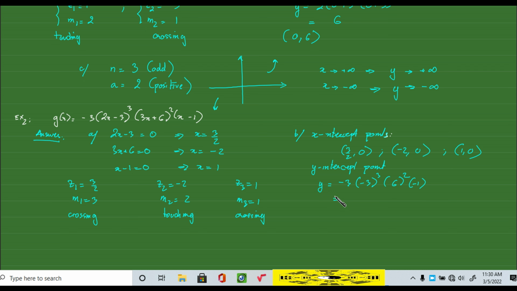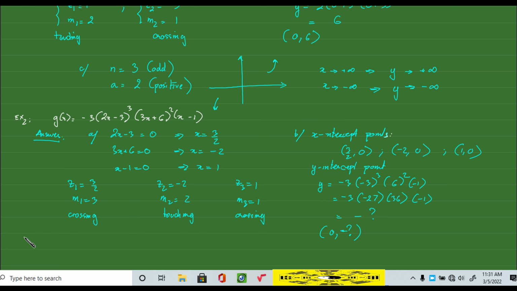So the answer could be -3 times (-3 raised to the third), which gives you -27, times 36 times -1. That's a pretty big number. It will be negative something: 3 times 27 times 36. Go ahead and calculate it for yourself. Then the y-intercept point will be (0, negative that number). I don't have a calculator here, so you go ahead and do it for yourself.